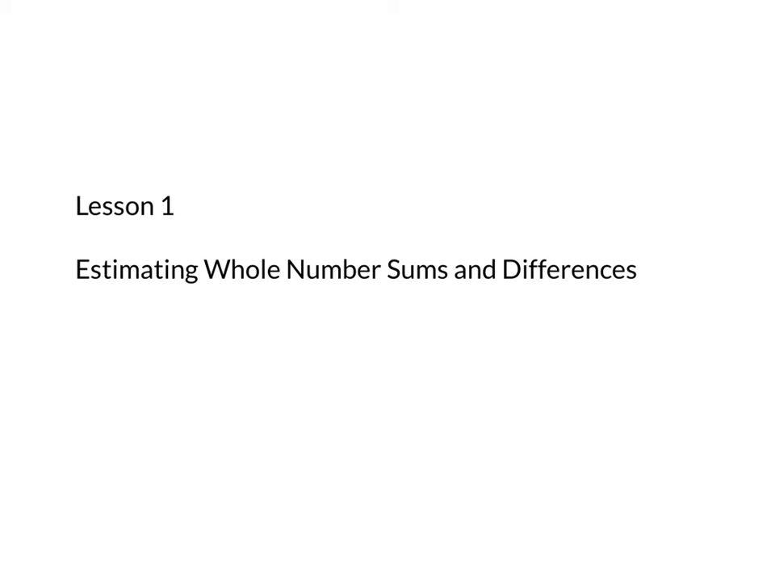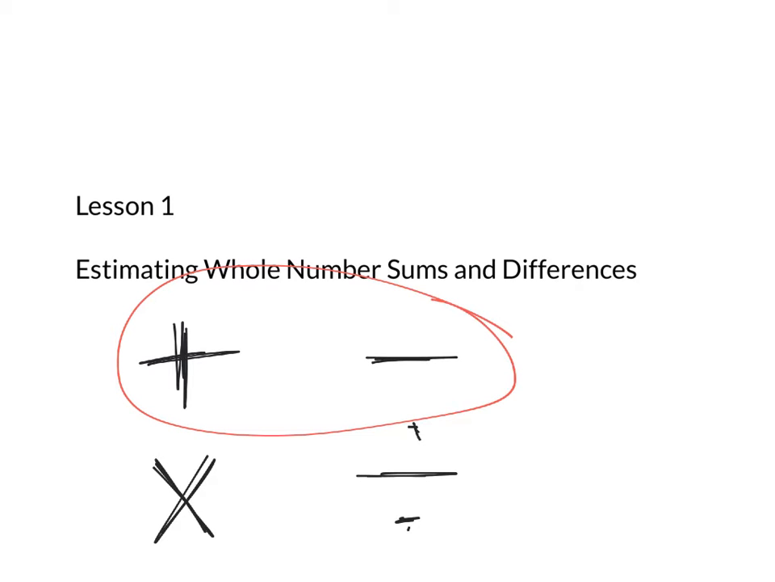All right, if you were able to figure out that the sum is the answer to an addition question, the difference is the answer to a subtraction question, and you guessed it, the product is the answer to a multiplication question, and the quotient is the answer to a division question. So today, we're going to be estimating whole number sums and differences, so addition and subtraction questions. Let's get started. Remember, estimating is guessing.